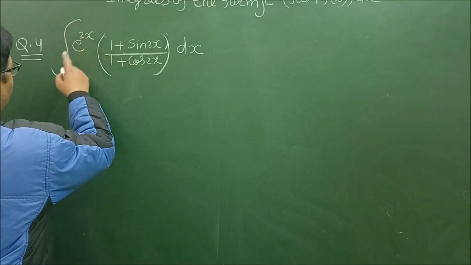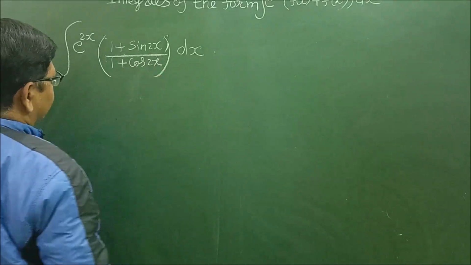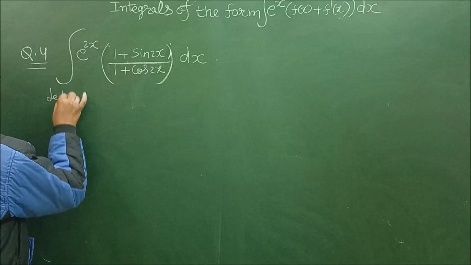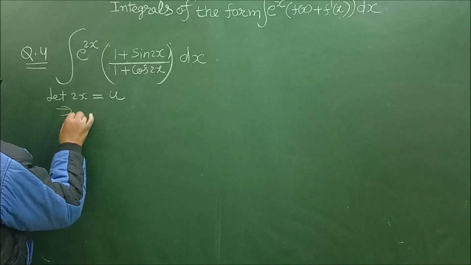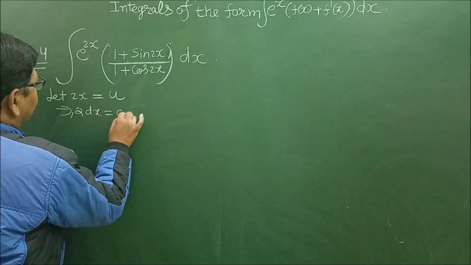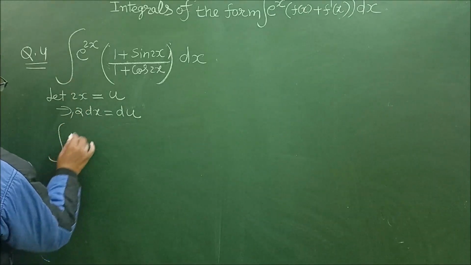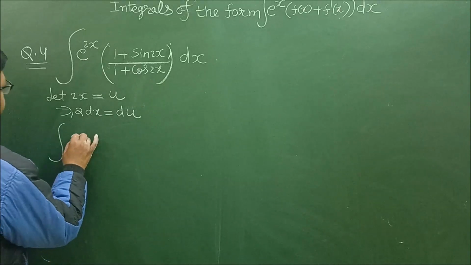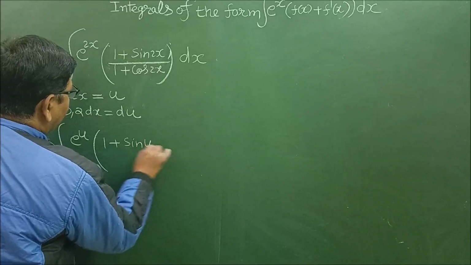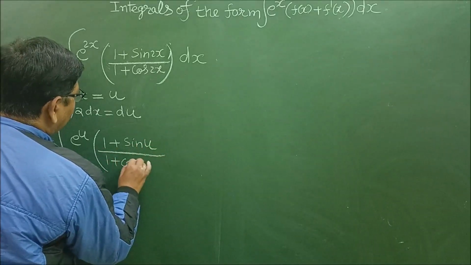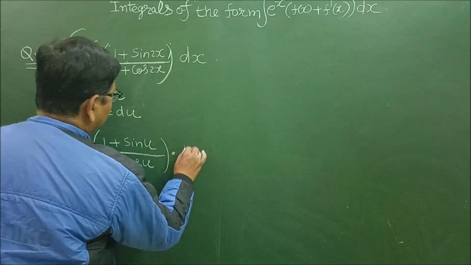Next question, question number 4. Find the integral of e raised to the power 2x (1 plus sin 2x) upon (1 plus cos 2x) dx. So let 2x be equal to u. Then we can say 2 dx is equal to du. Or this integral reduces to, if 2x is u, then e raised to the power u (1 plus sin u) upon (1 plus cos u), and dx is equal to half du.